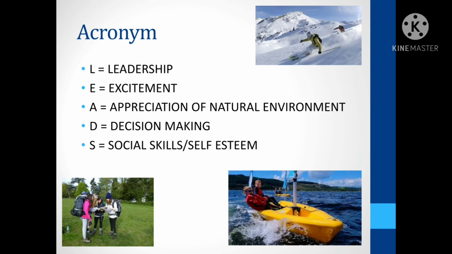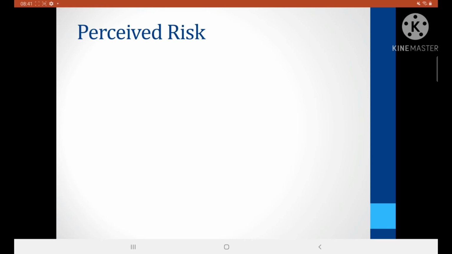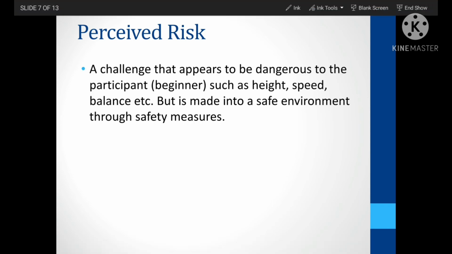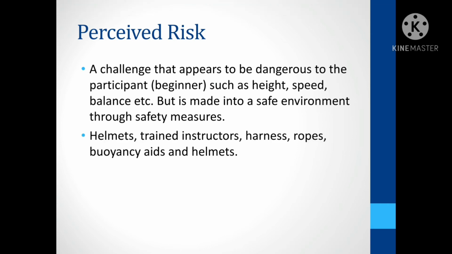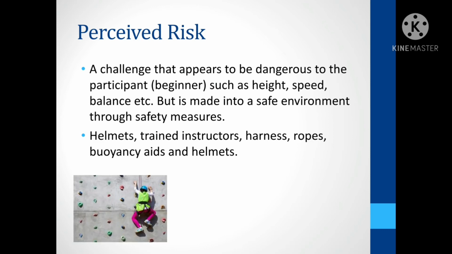So I've got LEADS. So I mentioned perceived risk earlier. That's where we try and make a challenging or what would appear to be a dangerous situation. It might involve height, speed, balance, water, snow. We try and make that environment as safe as possible using safety measures. So we include helmets, trained instructors, harnesses, ropes, buoyancy aids, teaching aids, okay, to help them.